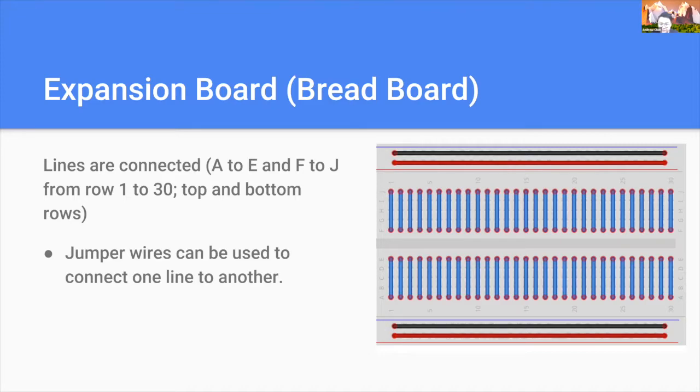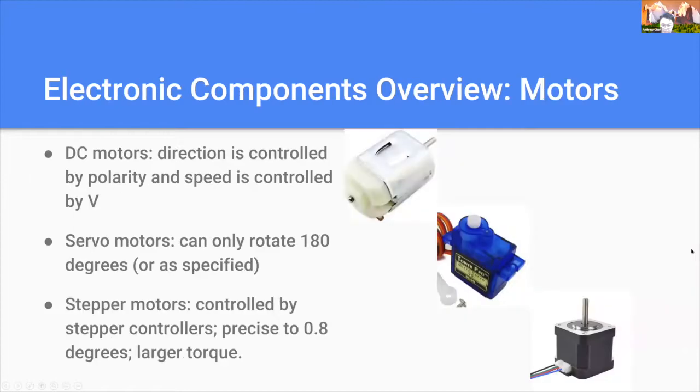right? So you see the pins 1 to 30 on the top and the very bottom connected, and the pins A to E and F to J vertically in the middle are connected. And if you connect these two rows with a jumper cable, the entire row is connected. Right, so there's a lot of things you can do with this expansion board. For instance, you can connect it to electronic components. And next, let's talk about some of those.